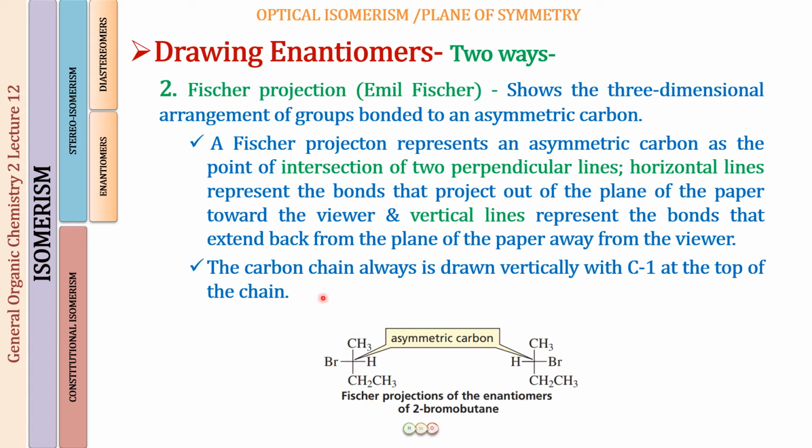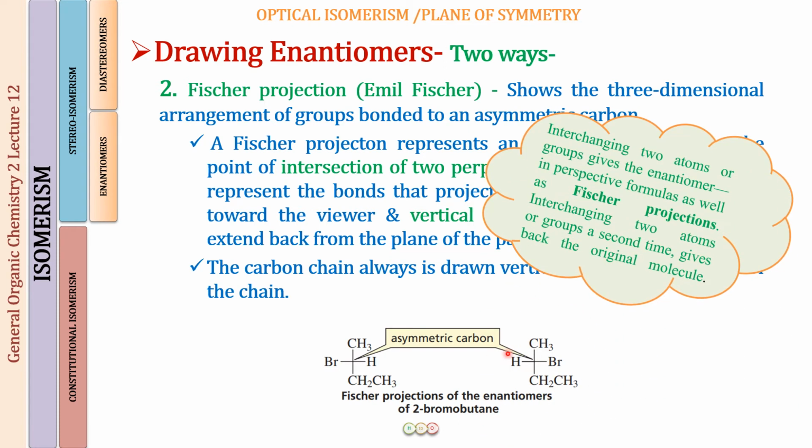All right, and the carbon chain is always drawn vertically with C1 at the top of the chain. So whatever is your C1, for example, if there is a COOH group, you will be starting the chain from that end. That should be placed at the top of the chain. So this is going to be the Fischer projection for 2-bromopropane, and this is the mirror image compound. These two are going to be the enantiomers of each other. Fine, I hope this is clear.